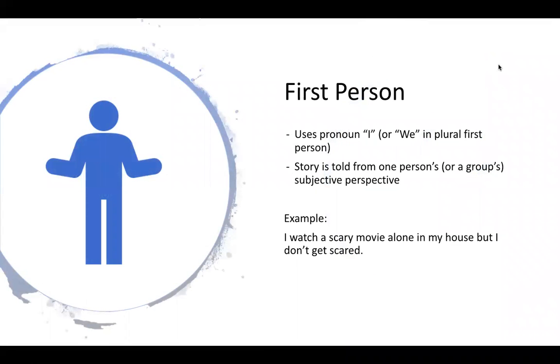So first person uses the pronoun I, or it uses we when you're talking in plural. The story is told from one person's or one group's subjective perspective. An example here would be: I watch a scary movie alone in my house, but I don't get scared. You notice the pronoun usage of I in the sentence, and it is told from your point of view.